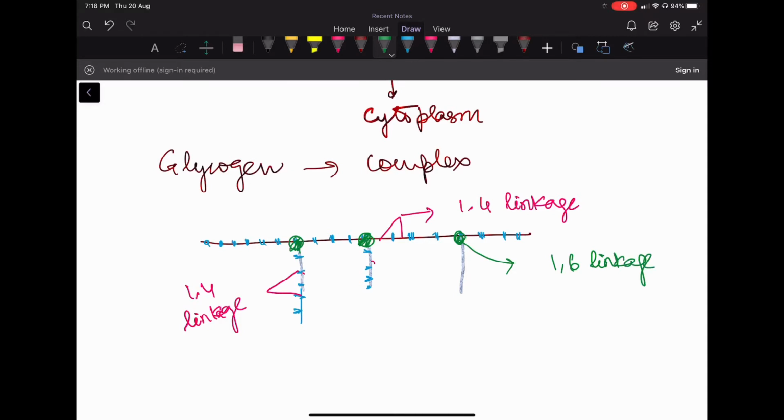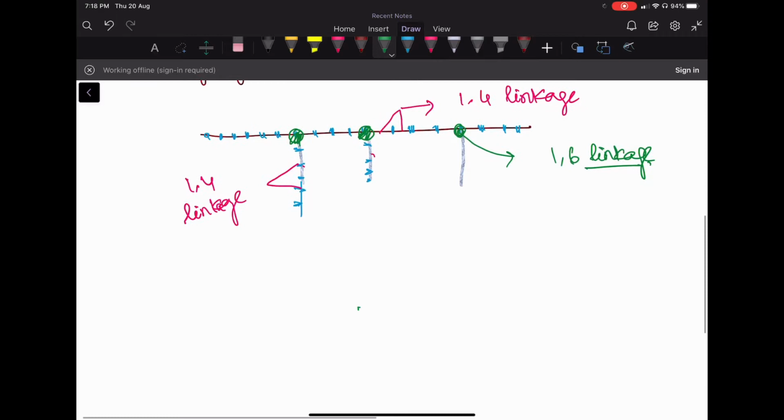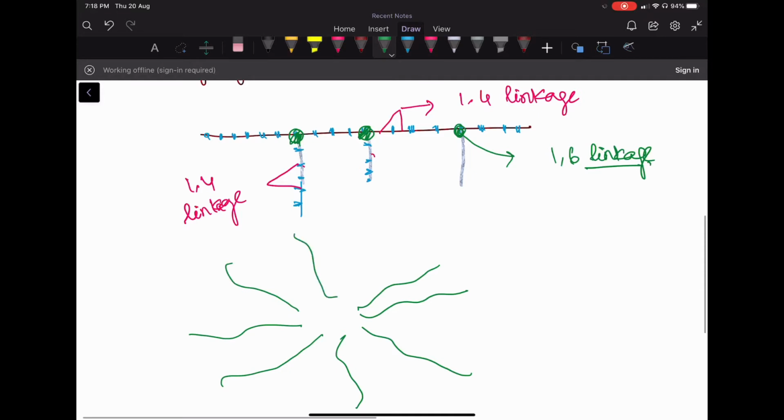So basically glycogen has a complex structure, made up of many monomers, and these monomers are glucose. The glucose units join together by means of a linkage, and this linkage is the 1,4 glycosidic linkage.